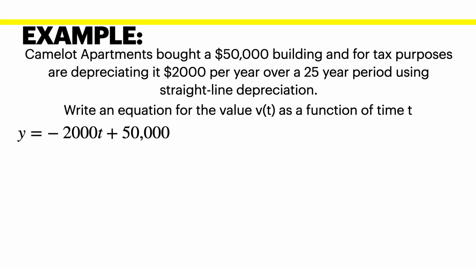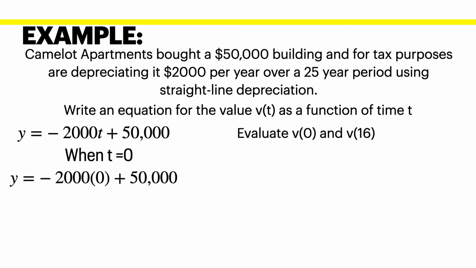Write an equation for the value v of t as a function of time t. So we need to evaluate v of 0 and v of 16. Basically, you just have to put in the value if our t is equal to 0 and our t is equal to 16. Let's start with 0. When our time is equal to 0 at the beginning, our slope is negative 2,000 times 0 plus 50,000. So our y will be 50,000.